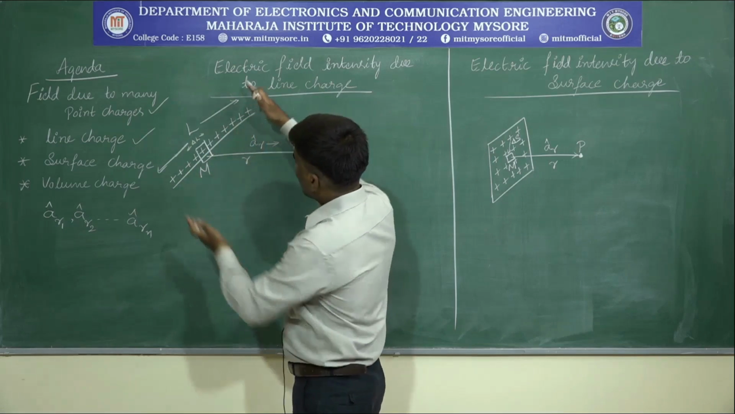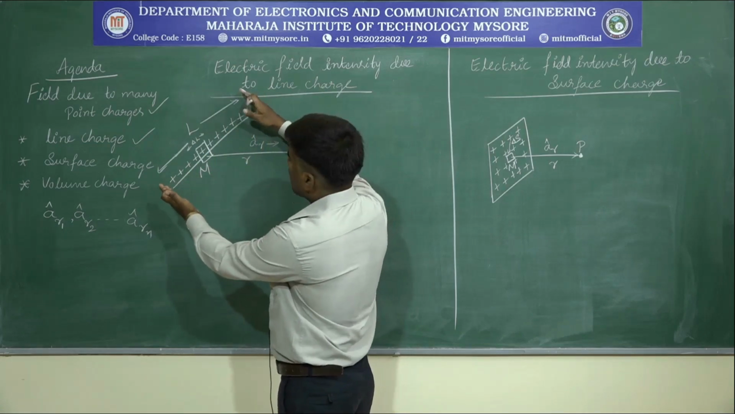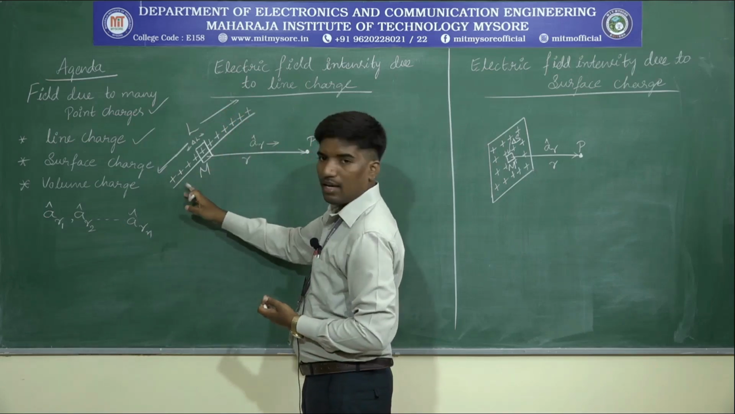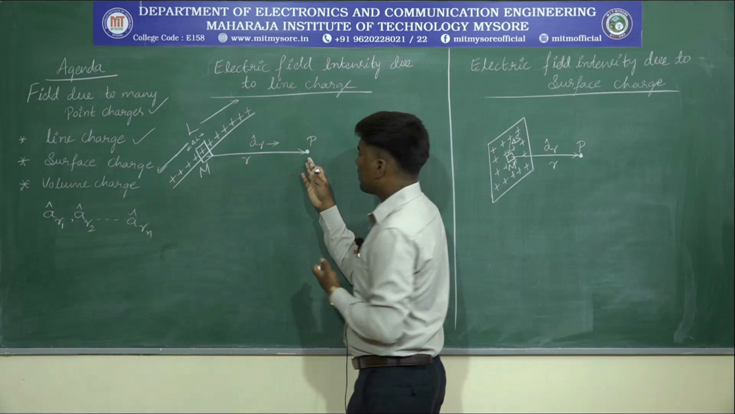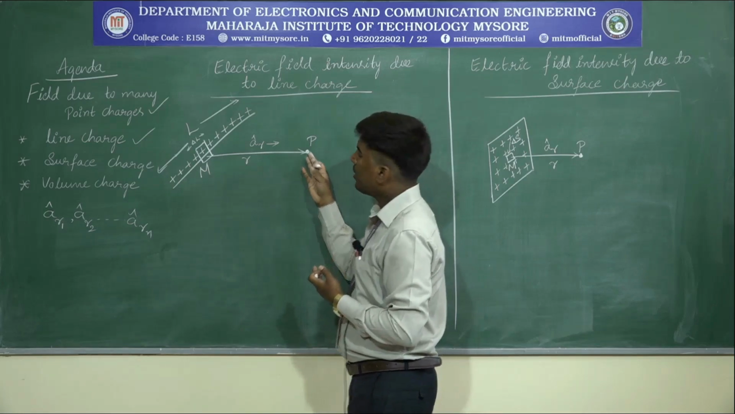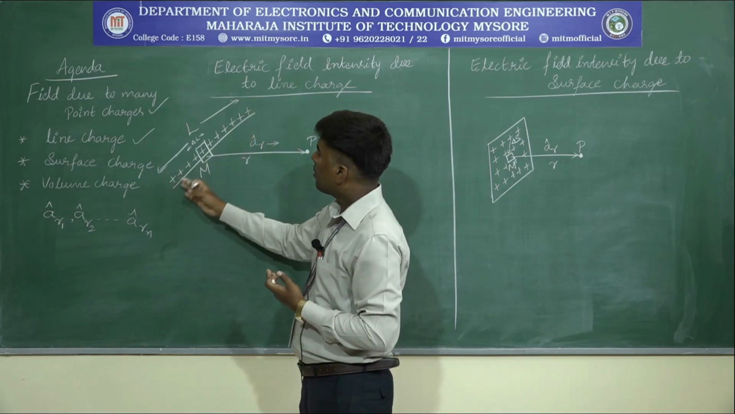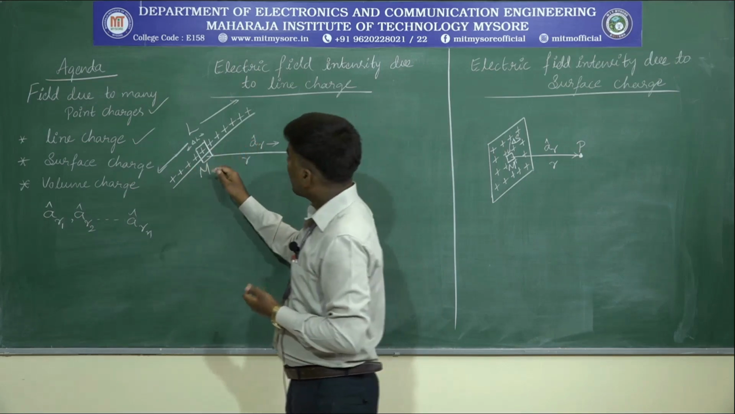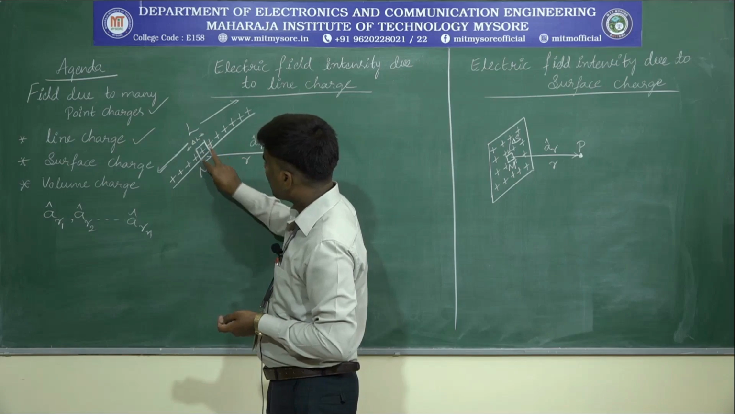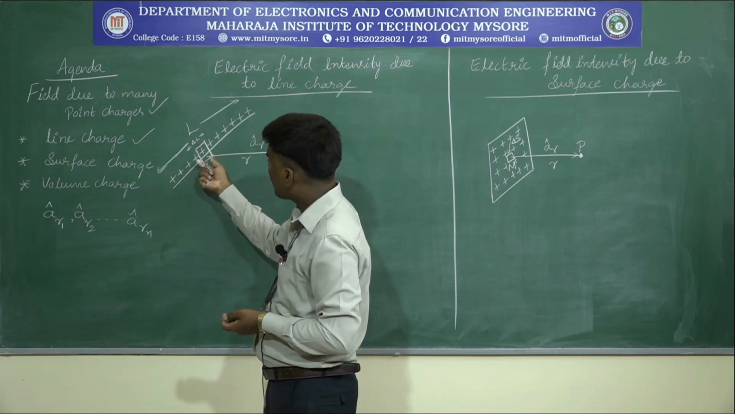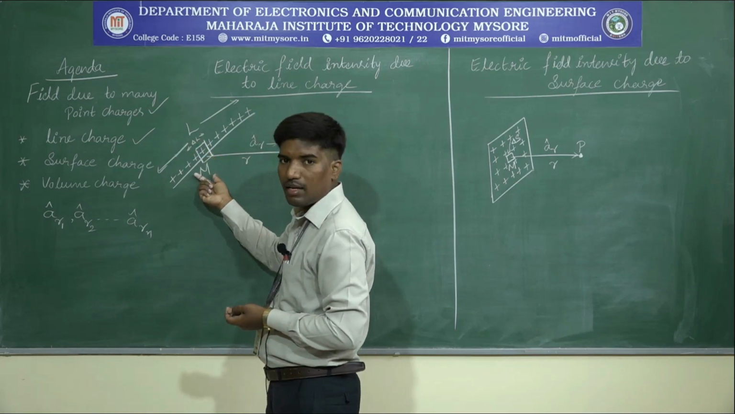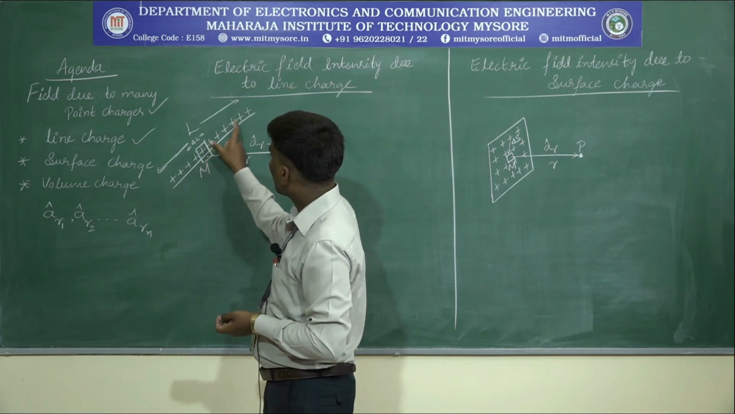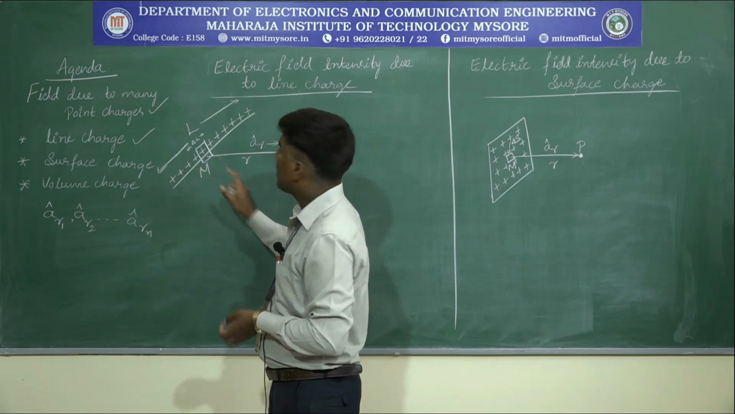Let us consider the length of this wire is L. Out of this length L, we need to calculate the electric field intensity at point P, which is contributed by all the charges along this line L. Let us consider a differential length delta L, a small length delta L, which is represented by M. Delta L is the small length along this line L.